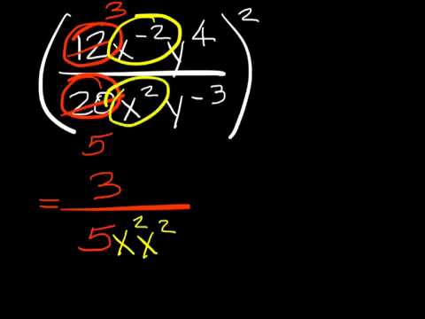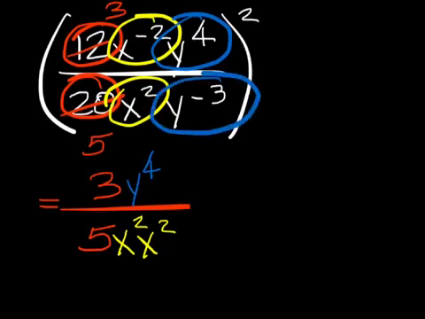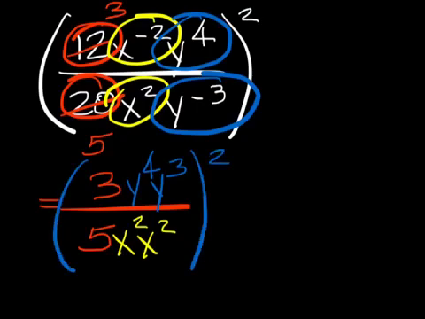And now we go to the y's. Y to the 4th on top stays. But y to the negative 3rd on the bottom must go to the top and become a positive exponent. Now, all of this is still to the 2nd power.